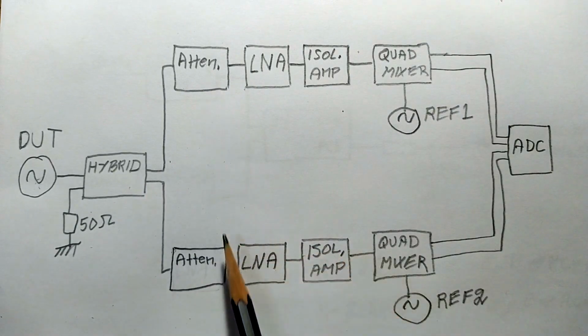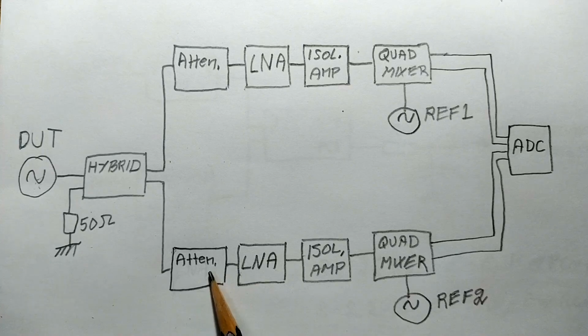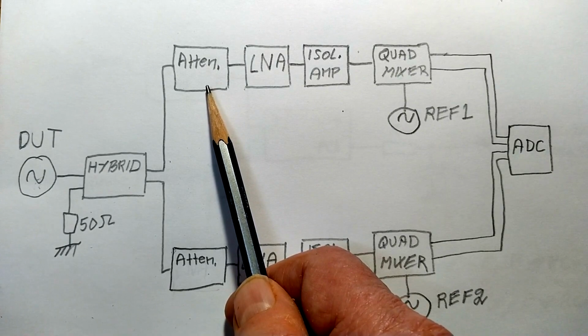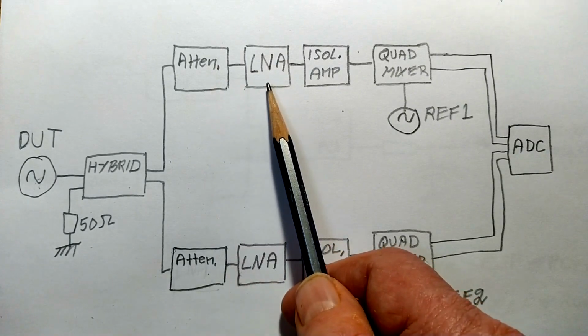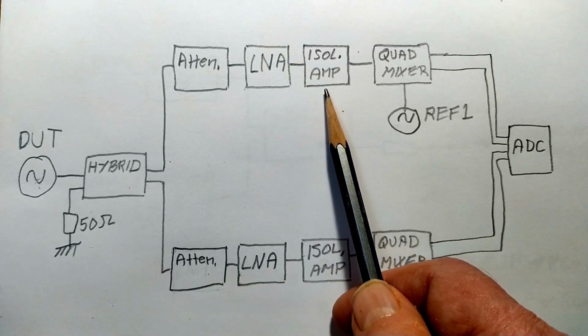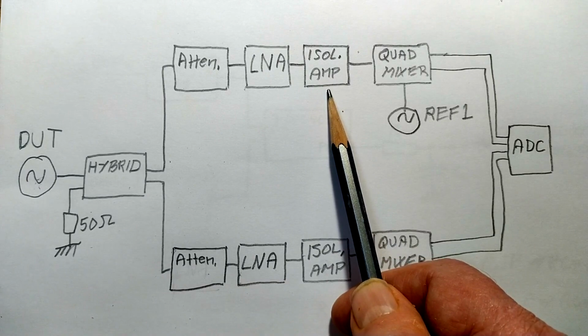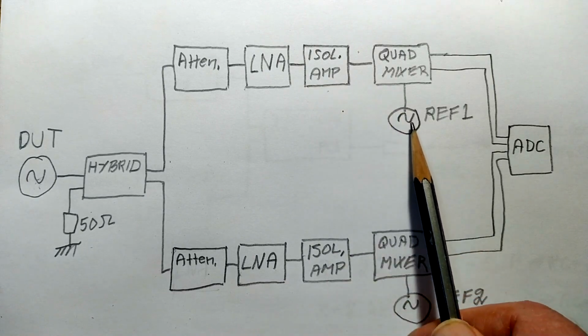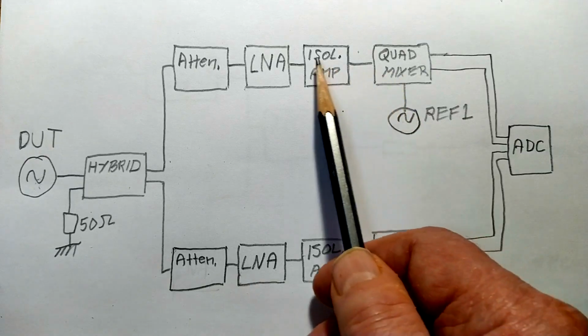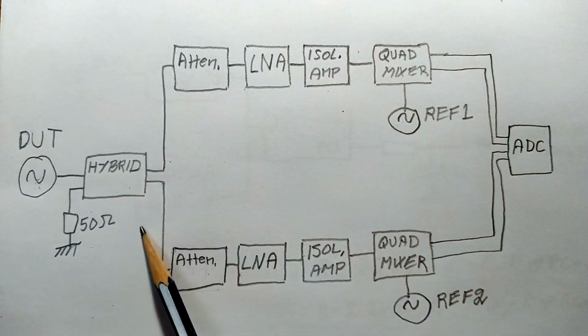Then there is an attenuator at the input. It gives thermal noise in case it is set to attenuation. Then a low noise amplifier, and then an important thing, an isolation amplifier, to prevent the oscillator signal from this reference oscillator from leaking backwards and coming in here.